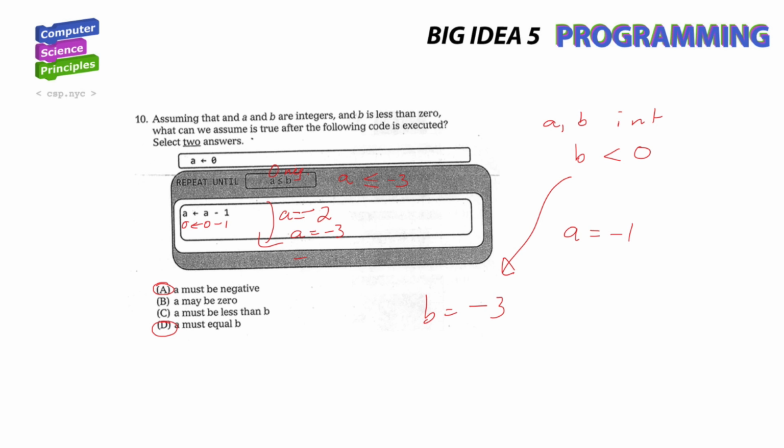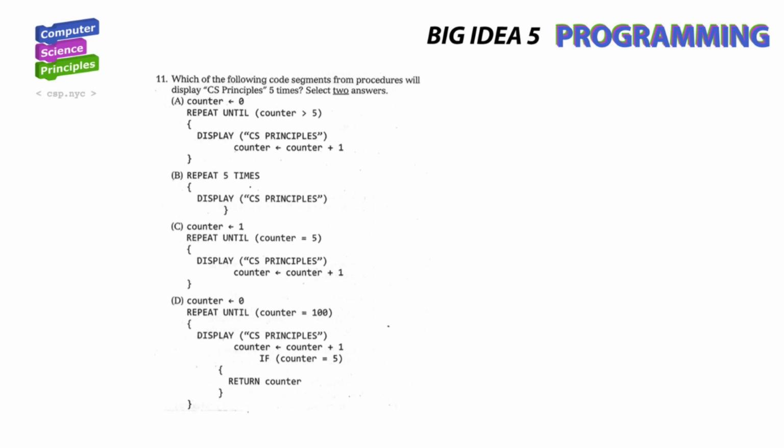All right, next. So here's number 11. It says, which of the following code segments from procedures will display computer science principles, CS principles 5 times? And it wants us to select 2 answers. All right, so let's take a look. Counter is set to 0 in A, and then repeat until counter is more than 5. So, okay, counter first is 0. So it displays computer science principles, so I'm going to put a check.